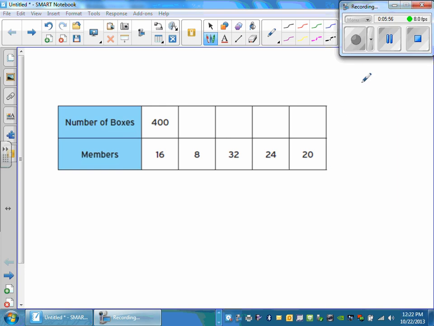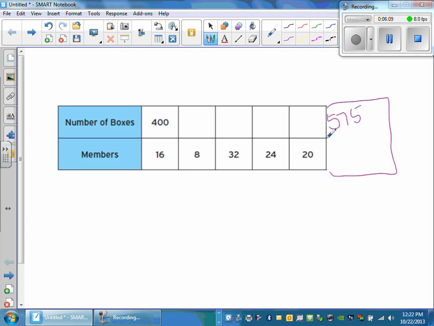Part E says, use the unit rate to calculate the number of Girl Scouts that it would take to sell 575 boxes. That number is going to go on top because our boxes are all on top. It wants us to use the unit rate to solve. We know that one member sells 25 boxes. We need to then scale up the top and the bottom to try and find how many members it takes to sell 575 boxes. So you need to find out what you multiply 25 by to get 575 and do the same thing to the bottom. When you get your answer, press play.